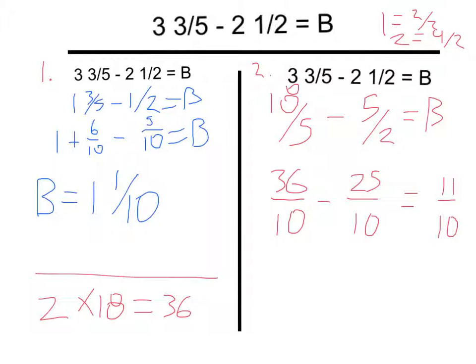Fortunately, 11/10 is really, really easy because I know 10/10 is 1 whole, and if I remove 10/10 from this, I'll have 1/10. Again, we'll see that B equals 1 whole, aka 10/10, and 1/10 left over. So these are the 2 different strategies we can use for finding the difference in a mixed number subtraction problem.